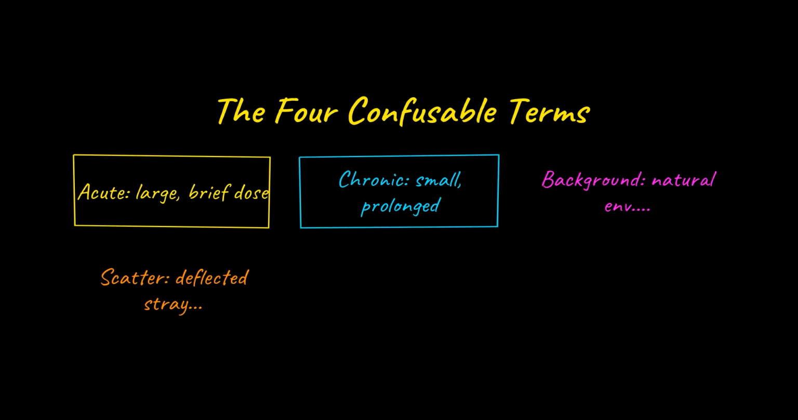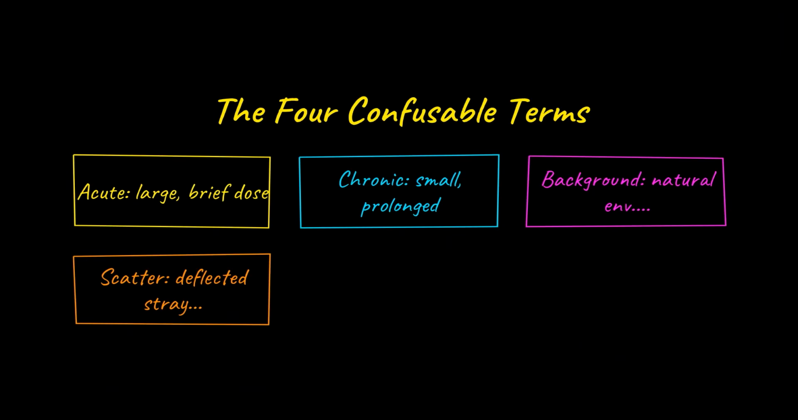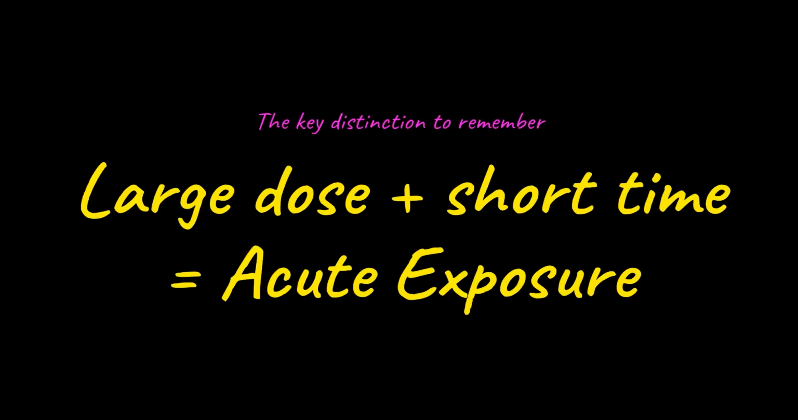Chronic exposure is its direct opposite, small and prolonged. Background radiation is the low-level dose always present in the environment. Scatter is radiation deflected from the primary beam, describing stray radiation, not a dosing pattern at all. Whenever an exam stem describes a heavy dose delivered rapidly, such as a reactor accident, that's acute exposure. Hold it against chronic exposure, small doses over a long career, and the timing distinction becomes clear.